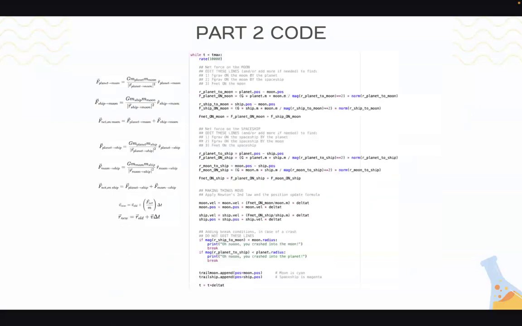And in the main part two code, I calculated all the gravitational force pairs needed for the moon and the spaceship. For the moon, I found the force from the planet and then the force from the spaceship, then added them to get the net force on the moon. For the spaceship, I found the force from the planet and the force from the moon, then added them to get the net force on the ship. After that, I updated the velocity using Newton's second law, and then updated position using the velocity formula. I also included break conditions, so the simulation would stop if the ship crashed into the moon or the planet.